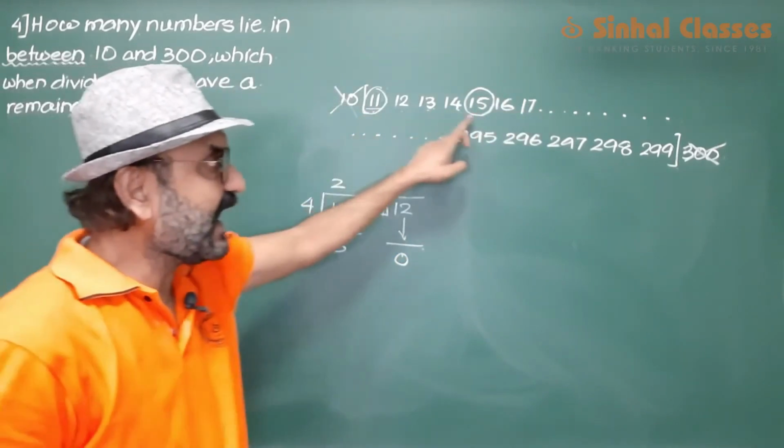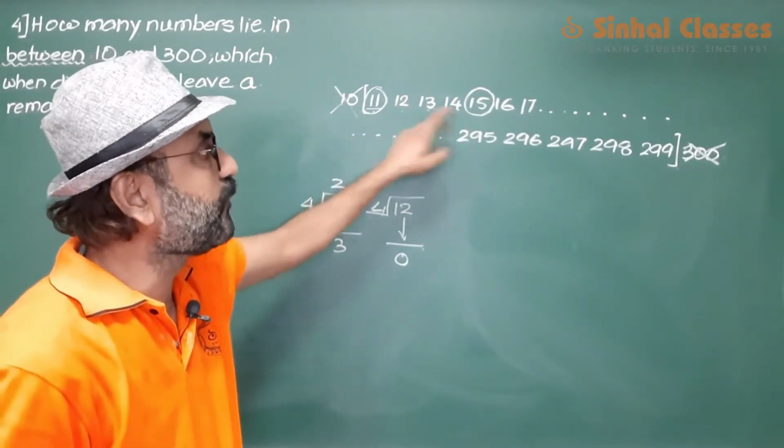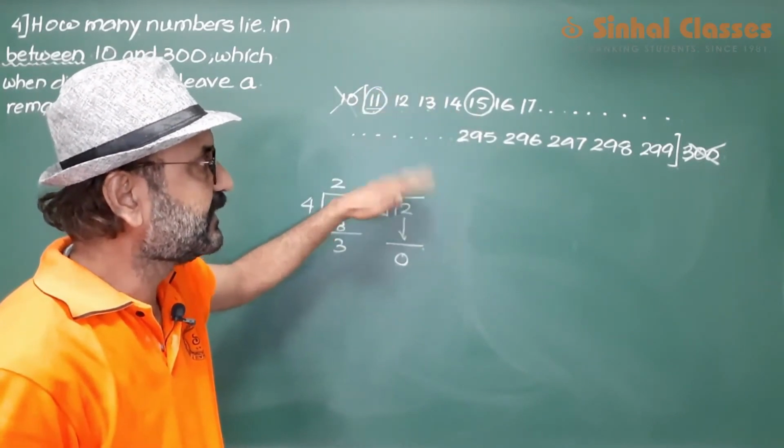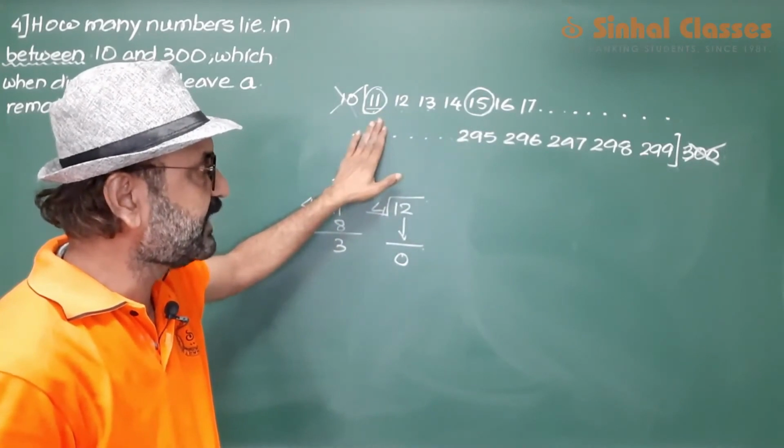So we are selecting only those numbers which when divided by 4 leave a remainder 3. After dividing by 4, the remainder should be 3. You have to find such numbers.